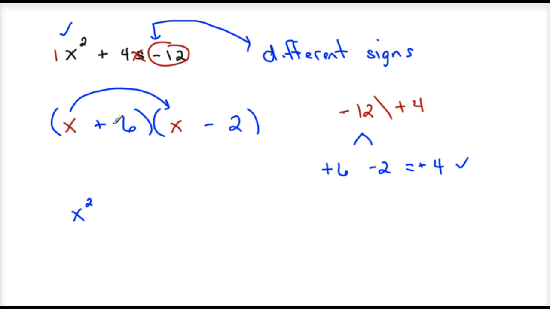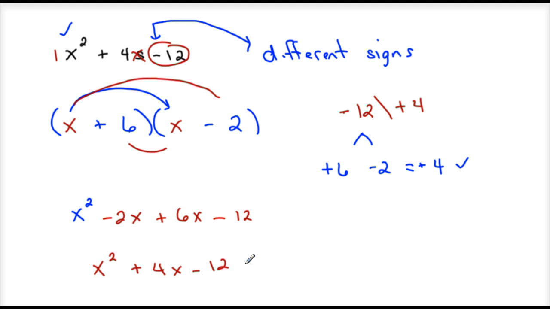Make sure you keep the plus with the 6, so the positive with the 6, and the subtraction with the 2. Again, if you want to FOIL this to check it, x times x, x squared, x times negative 2, negative 2x, plus 6x, minus 12. Combine like terms, x squared plus 4x minus 12, and you can see your answer checks off as the top one. So you can always go back, FOIL, and check your work.